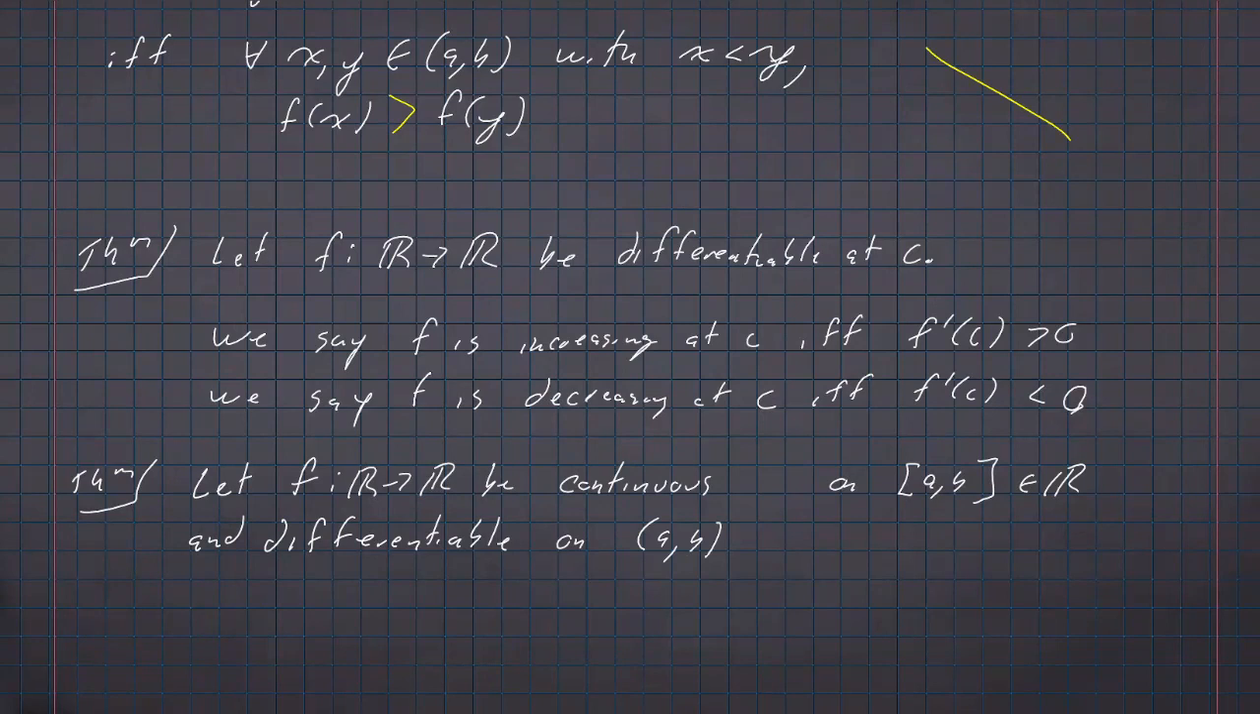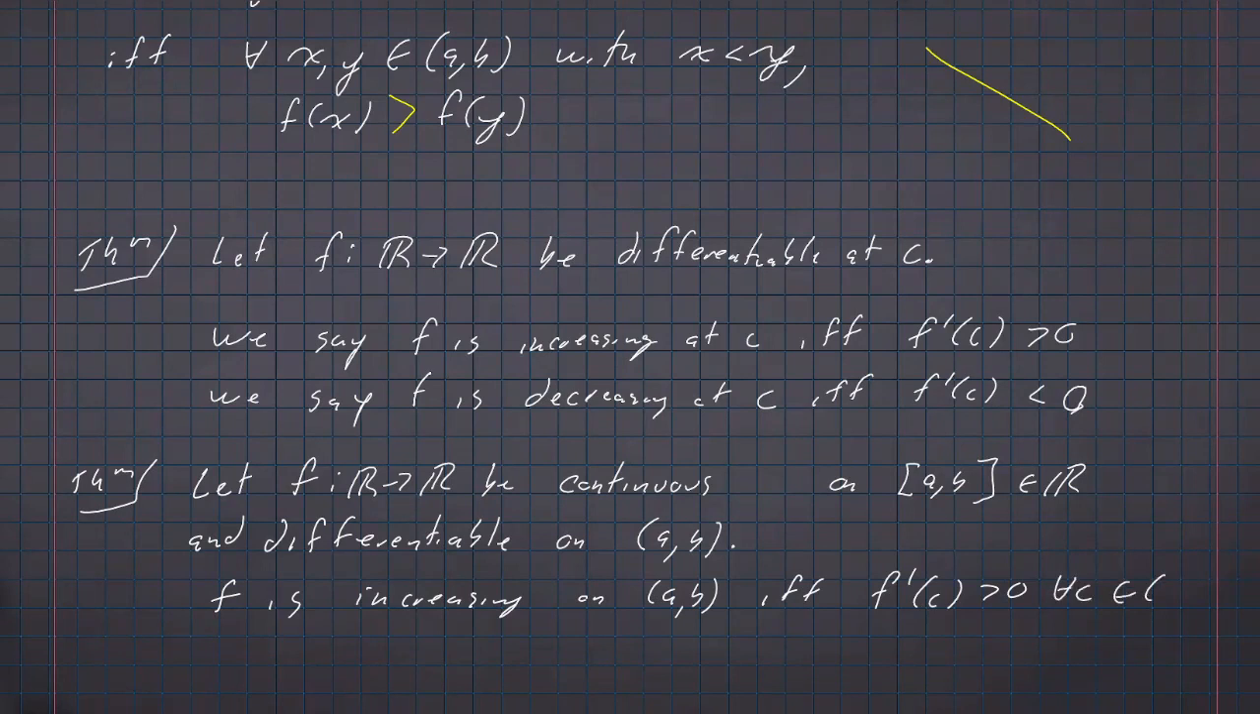Let's let f be continuous on a closed interval from a to b and be differentiable on an open interval from a to b. And we will say that f is increasing on (a, b) if and only if f prime of c is greater than 0 for all c in (a, b).